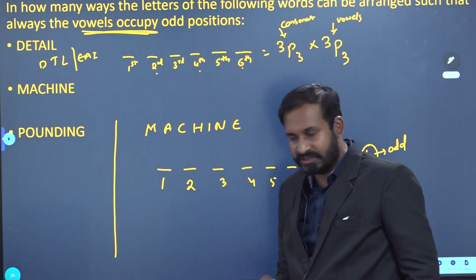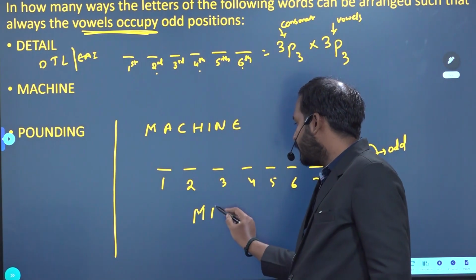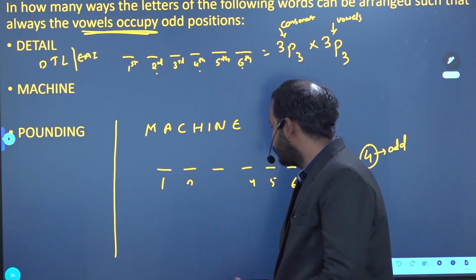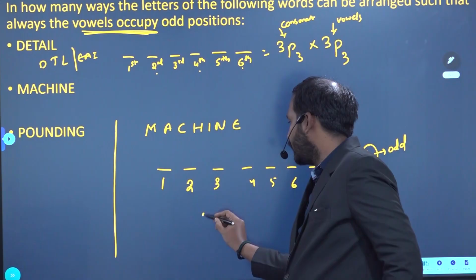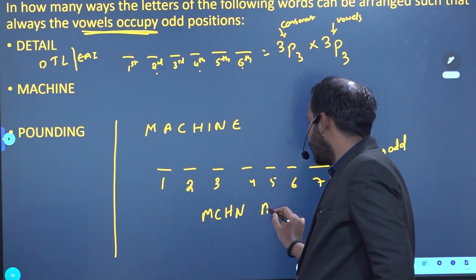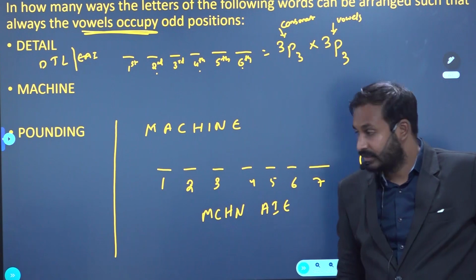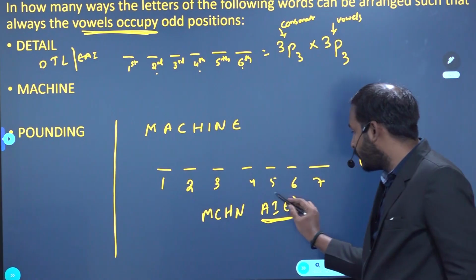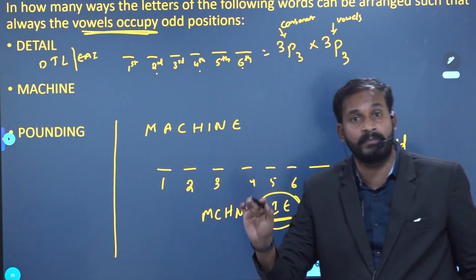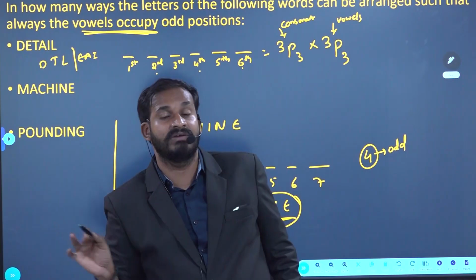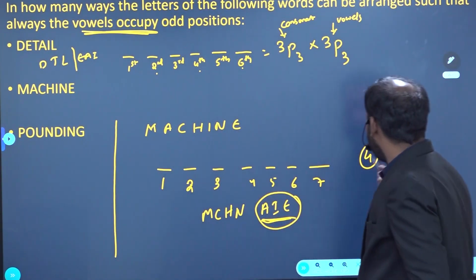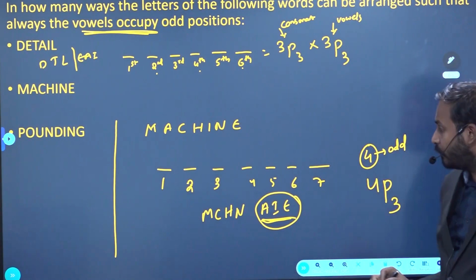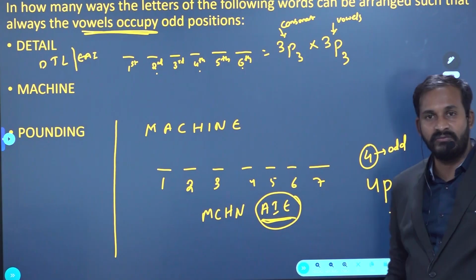But how many vowels actually do I have here? M, A, C, sorry. I'll write vowels and consonants separately. M, C, H, N, A, I, E. So M, C, H, N are the consonants. Here my priority is vowels. Why? Because vowels should definitely occupy only the odd positions. So in those 4 odd positions, I should arrange those 3 vowels. In how many ways can I do it? 4P3. Why? Because there are 4 odd positions and I have 3 vowels.